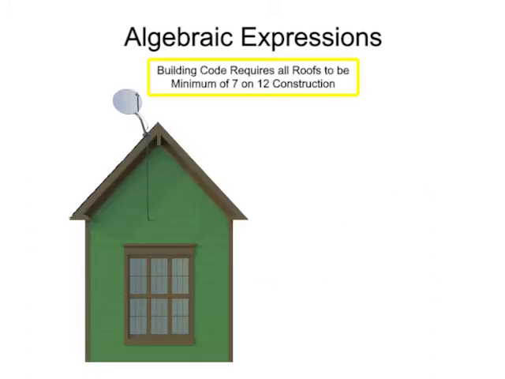In this example, the local building code requires all roofs to be a minimum of 7 on 12 construction. That means for every 7 feet increase in vertical height, called the rise, there must be an increase of 12 feet horizontally, called the run.